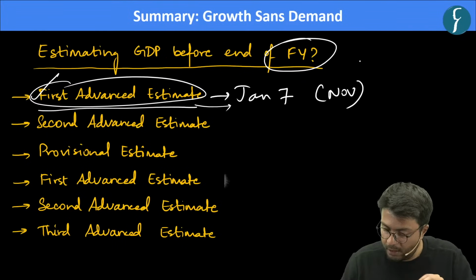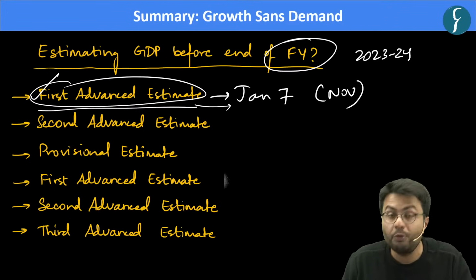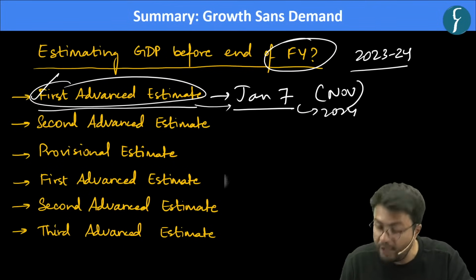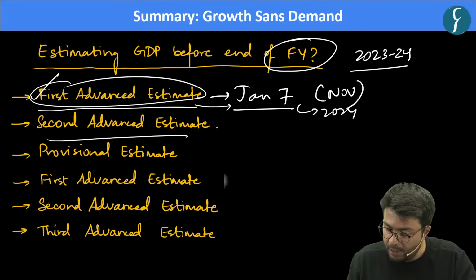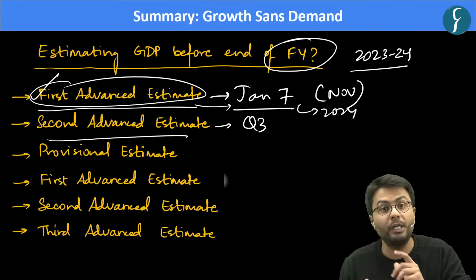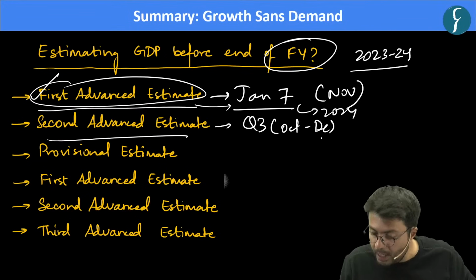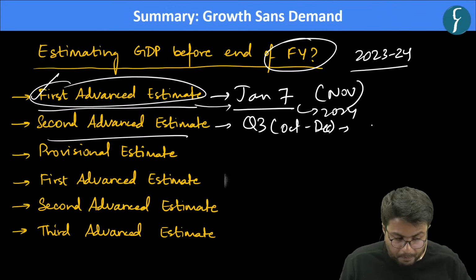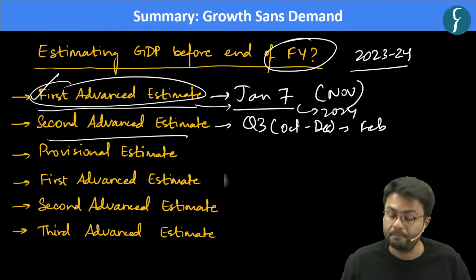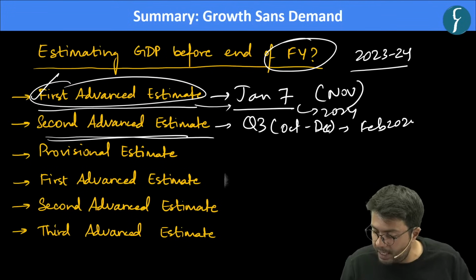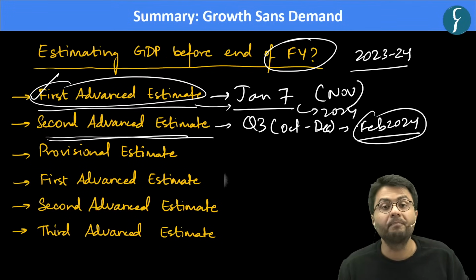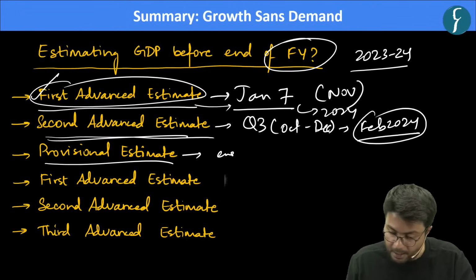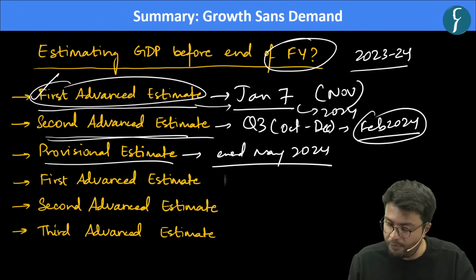Further, for example, the first advance estimate for the year 2023-24 was published on January 7th, 2024. Whereas the second advance estimate, which also contains the data of the third quarter of the financial year, that is October to December, will be published at the end of February. Sorry, not March, February end. Hence, this second advance estimate will be published in February 2024. And the provisional estimate of the country's GDP will be published at the end of May 2024.